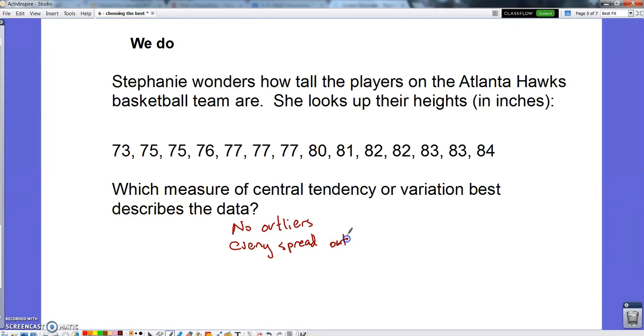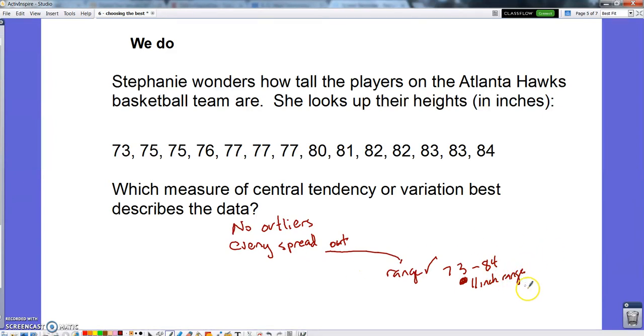It's not like most of the players are 73 to 75, and then there's like 1 or 2 really tall guys. Anything like that. When I look at this, it goes from 73 to 84, and it's pretty equal. So when those are the case, range is a good answer. We would say here they range from 73 to 84, or, there's a difference of 11 inches. And that's a good thing to know.